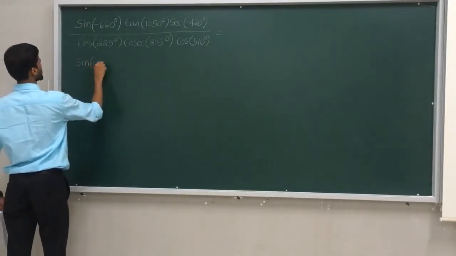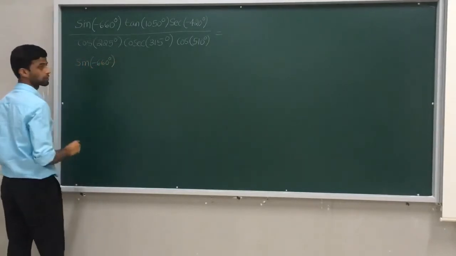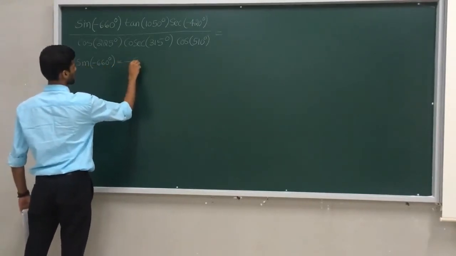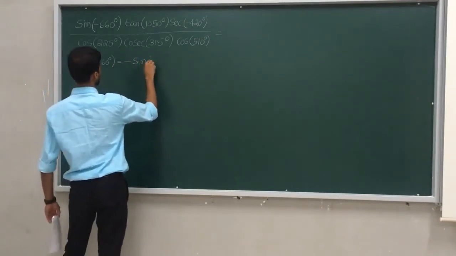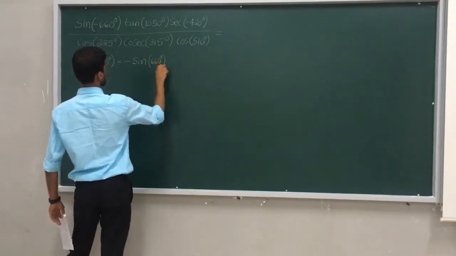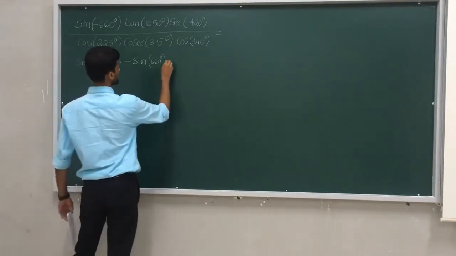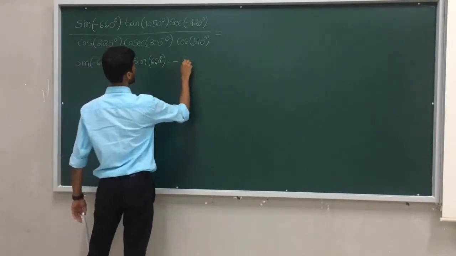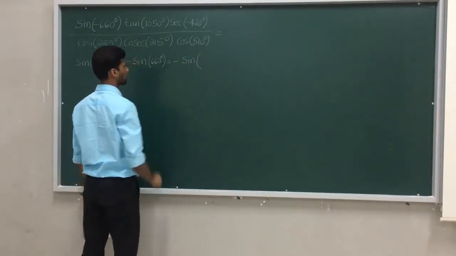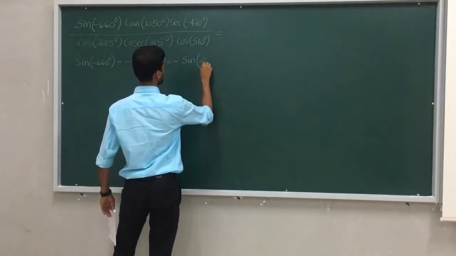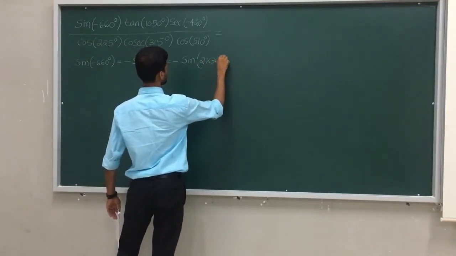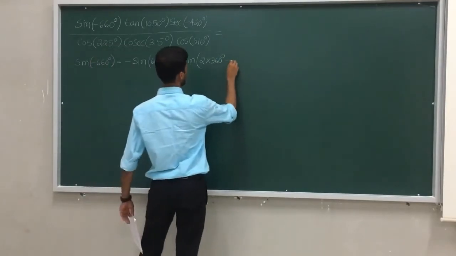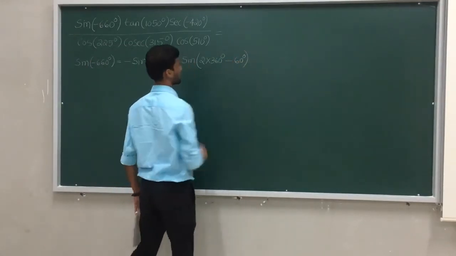Sine of minus 660 degree, right? It looks like sine of minus theta, and sine of minus theta is minus sine theta. So it is nothing but minus sine 660 degree. I will keep the minus as it is. Then for sine of 660 degree, I write it as 2 times 360, that is 720, minus 60 degree. Hope you understood.